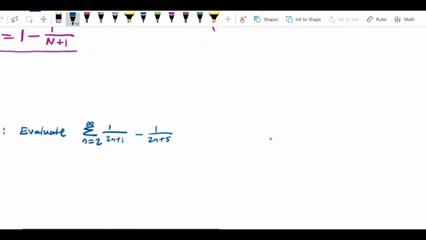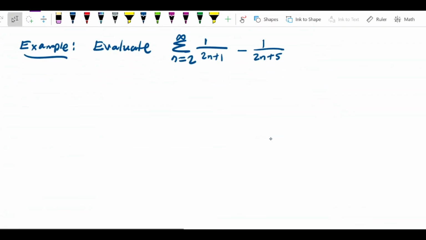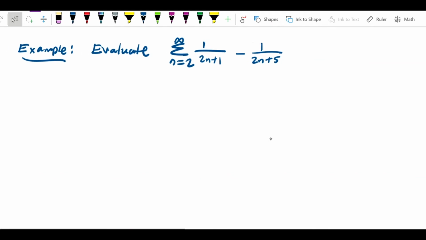I just want to do another example. I want to show you that it's not always as simple as just saying that it's the first term that appears in all the partial sums. So let's evaluate the sum from n equals 2 to infinity of 1 over 2n plus 1 minus 1 over 2n plus 5. As usual, we're going to start by writing out some partial sums.